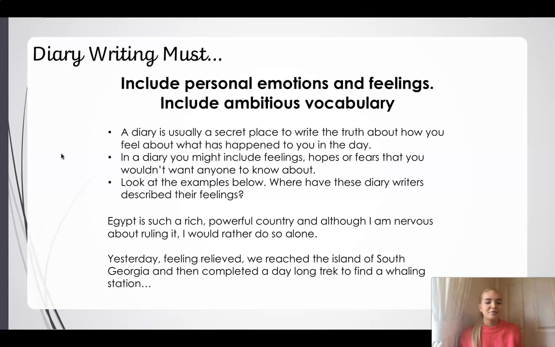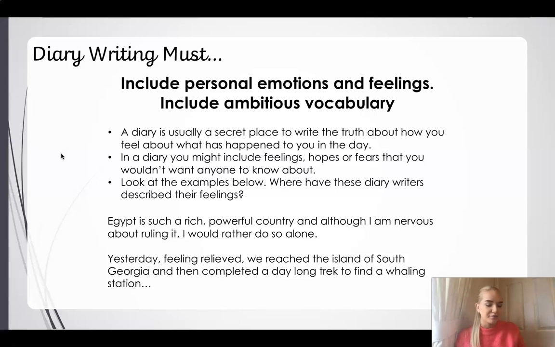Now, I've got two examples here, and I want you to think, where have these diary writers described their feelings? And where have they used that ambitious vocabulary? Remind me, what is ambitious vocabulary? That's right. Ambitious vocabulary are words that we wouldn't just use in our day-to-day life. So instead of saying, I was feeling sad, we need to up that adjective sad, and make it a more ambitious adjective, which is what we looked at yesterday. So pause the video. Can you spot their personal emotions and feelings and any ambitious vocabulary?